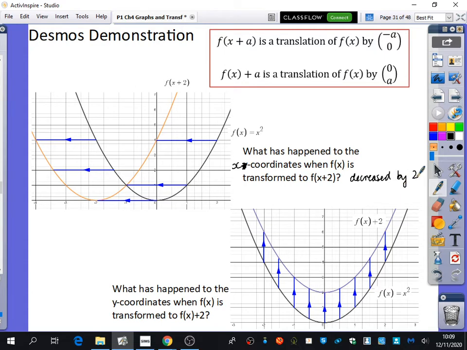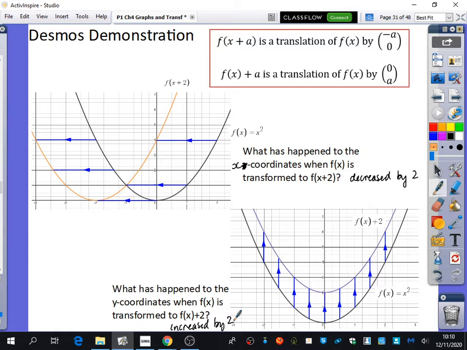And then for this one down here, you can see how the graph, the black graph is f of x, and it's become f of x plus 2. Notice how these blue arrows are all 2 units long. Every single y coordinate has increased by 2. So what has happened to the y coordinates? They have increased by 2.